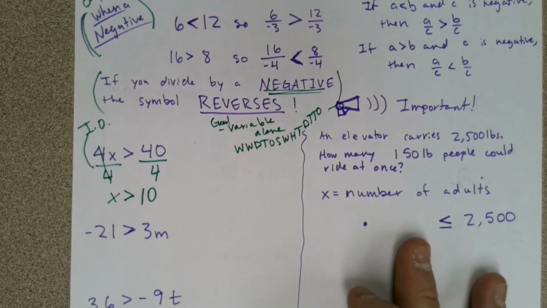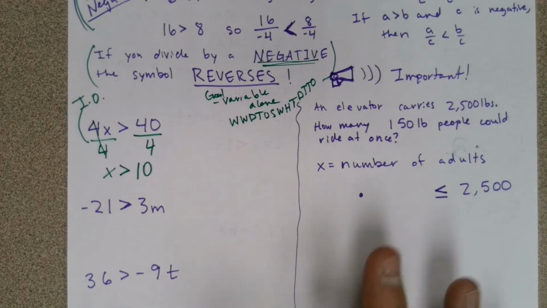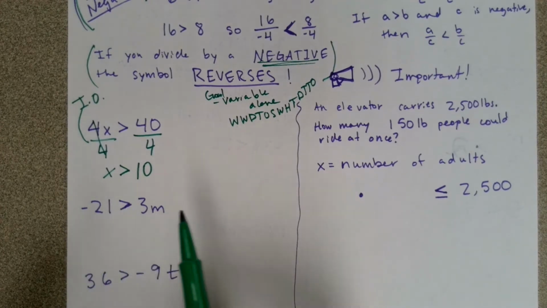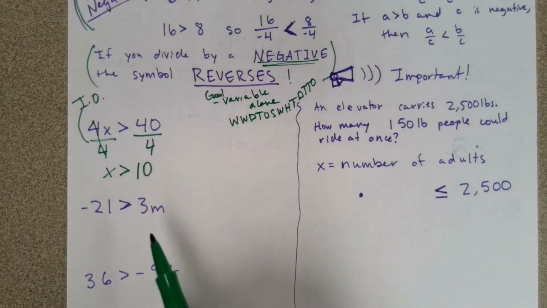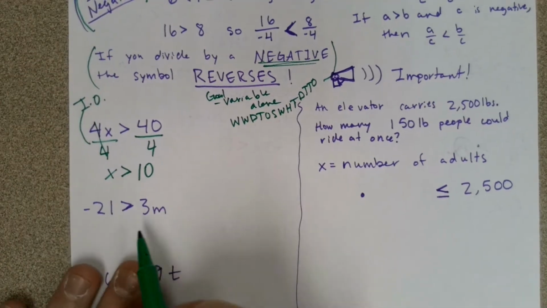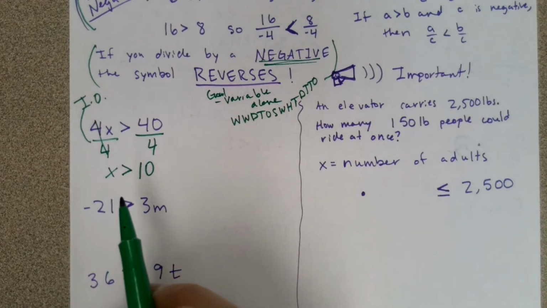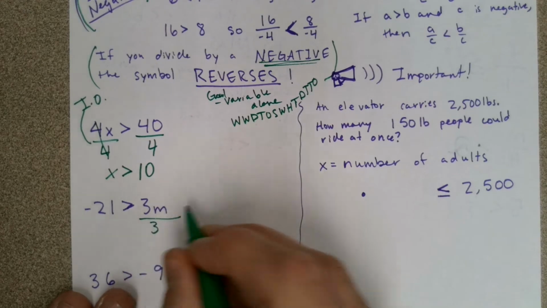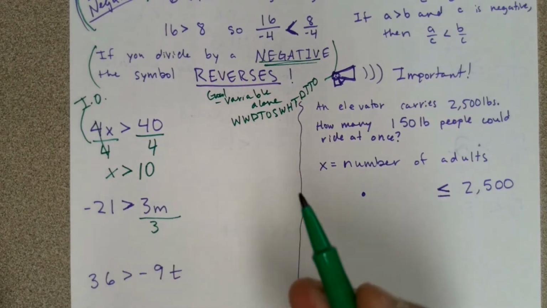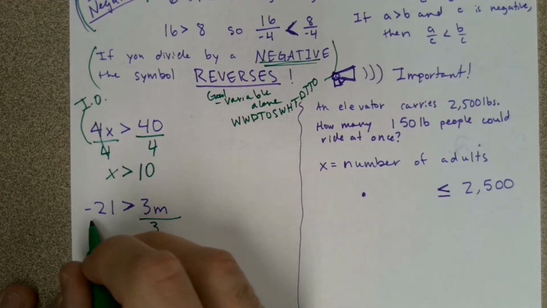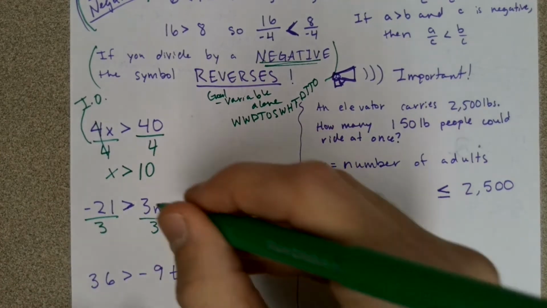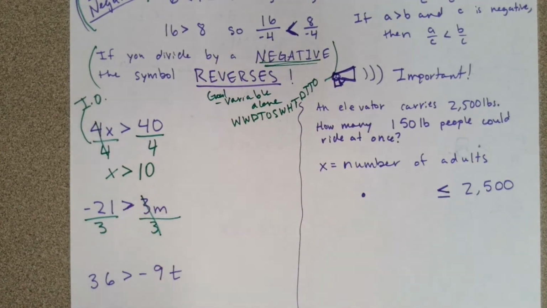No confusion, no problem. The next one, negative 21 is greater than 3m. How do we get that m by itself? Our goal is to get the variable alone. We're going to divide by 3 here. We know it's 3 times m. To get that by itself, we're going to divide by 3. That's our inverse operation. Whatever we do to one side, we have to do to the other. These cancel out.